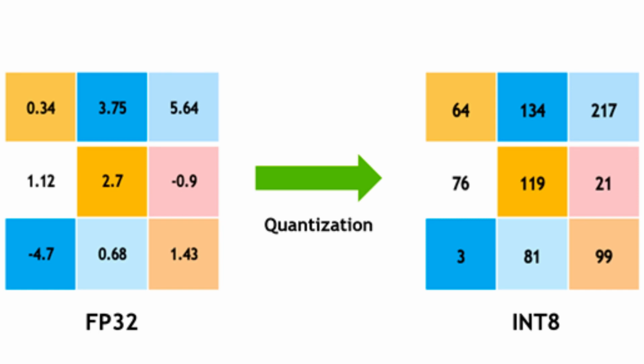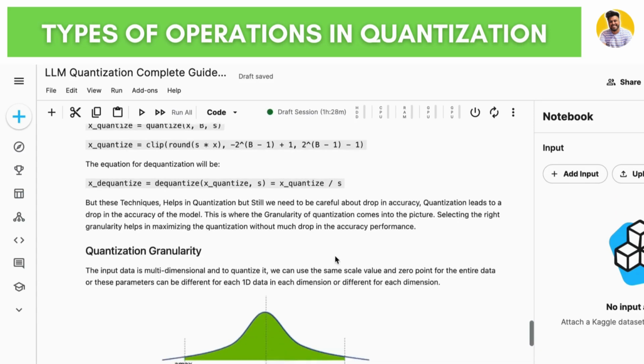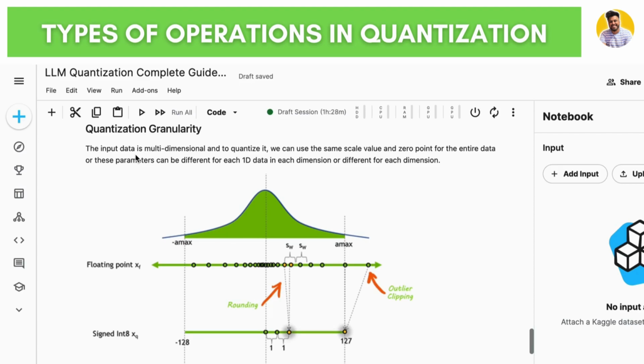So we need to take care about that. So that's what the granularity actually means. It is the way in which the quantization gets applied to all the values, all the weights, or all the activation functions that you have, because we have the input data in a multi-dimensional form and we need to quantize it. So when we need to quantize it, we need to quantize it in some way.